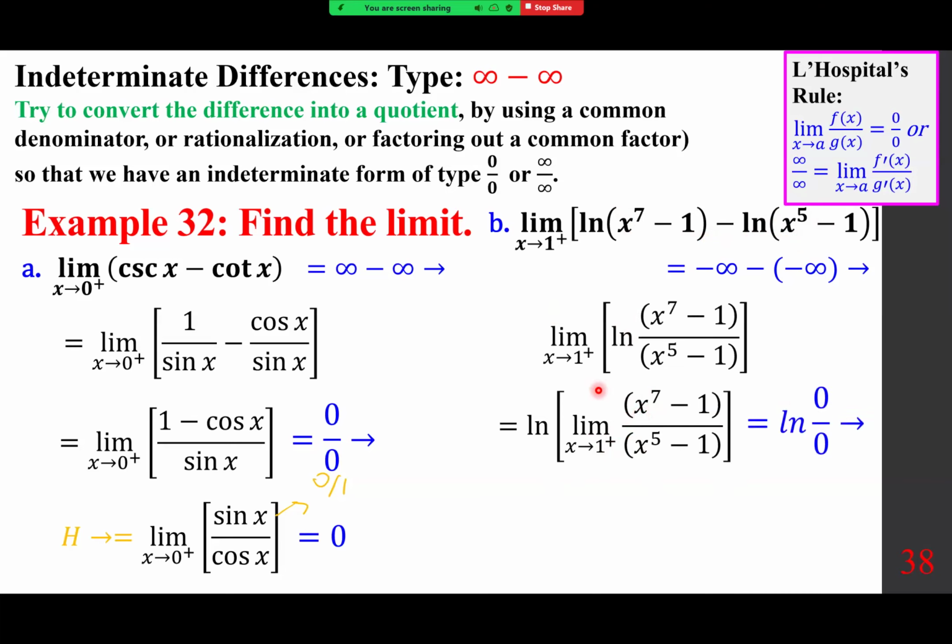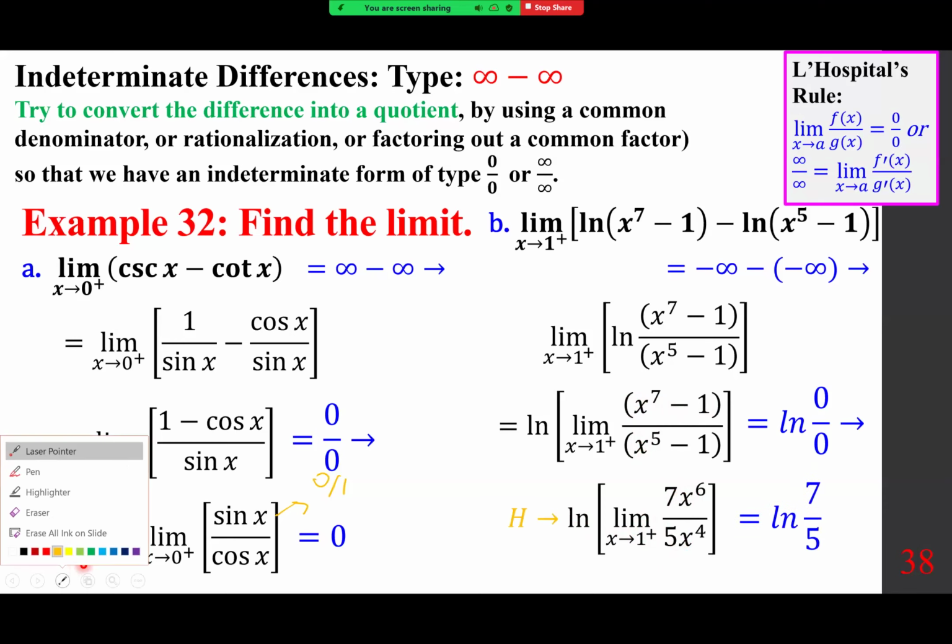And so for this part, I'm going to use L'Hopital's rule. So ln remains. Limit as x approaches 1 from the right, this becomes 7x to the power of 6, this becomes 5x to the power of 4. And I hope you recognize if I replace the x with 1, I get 7 over 5. So ln of 7 over 5. Again, this part, when you plug in, you get 7 over 5.